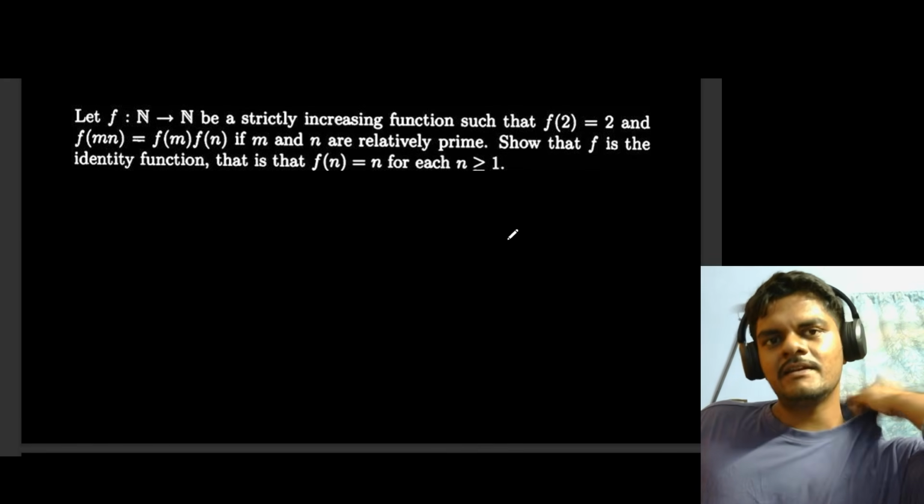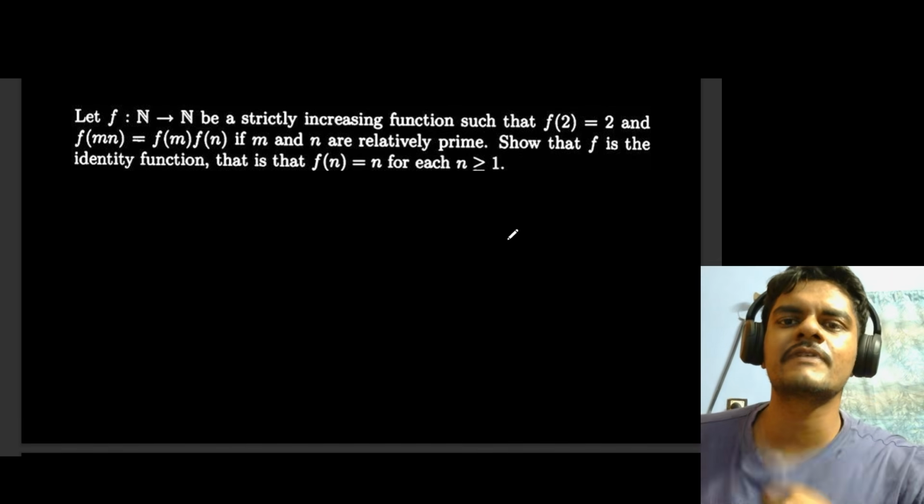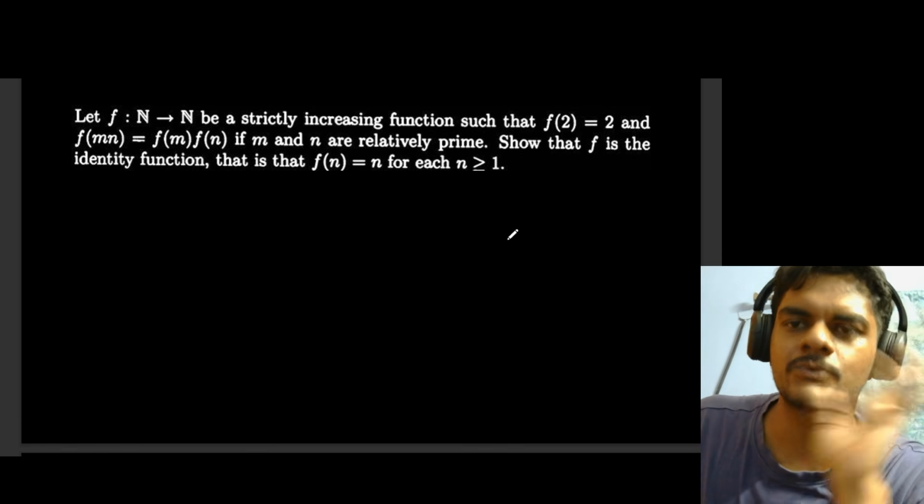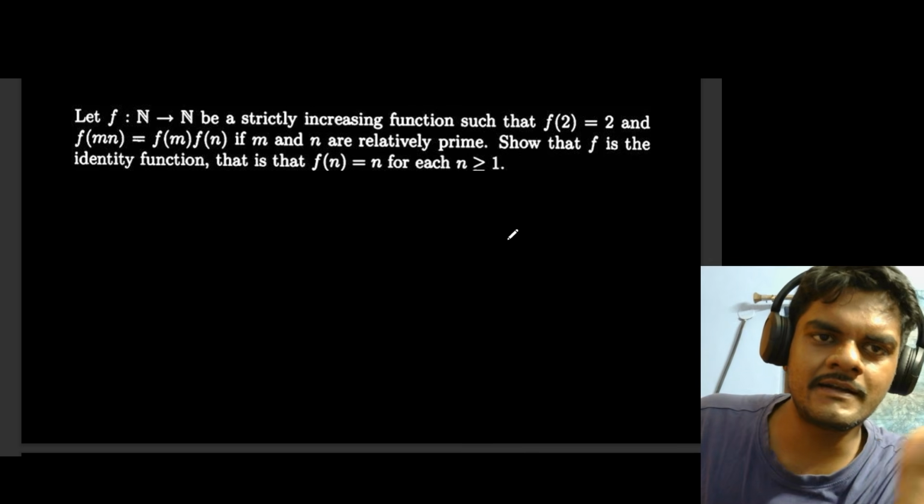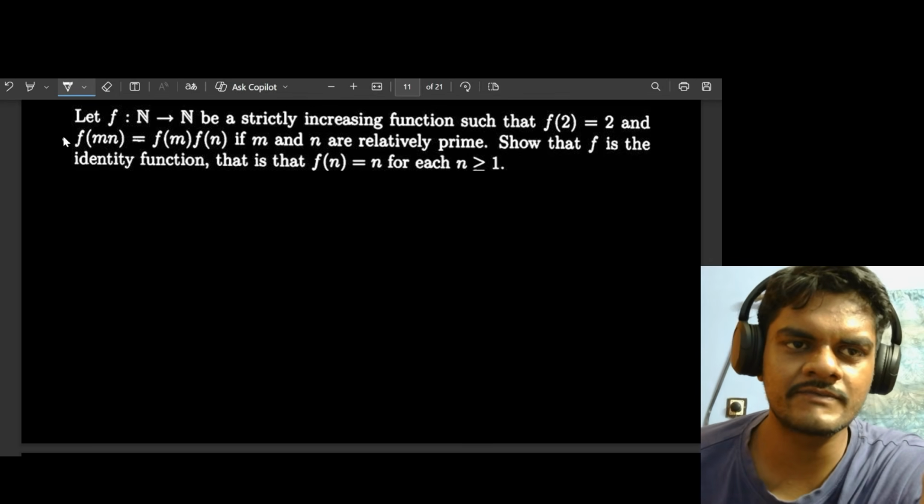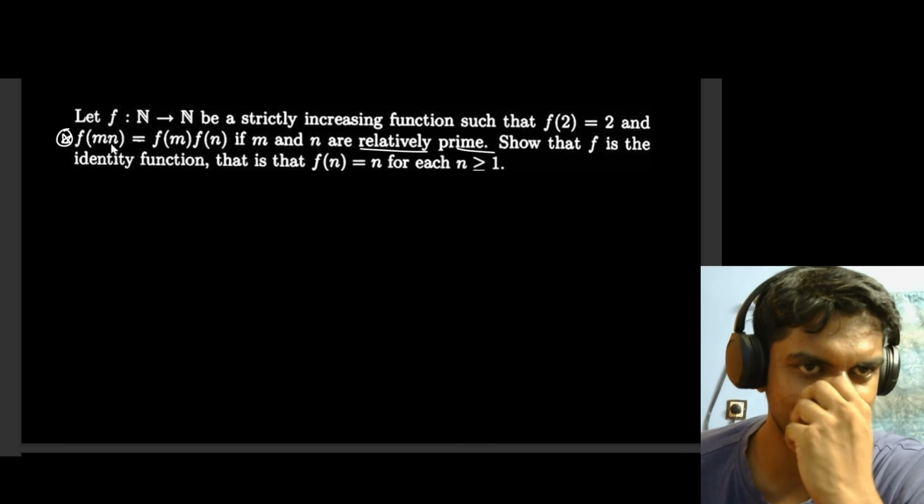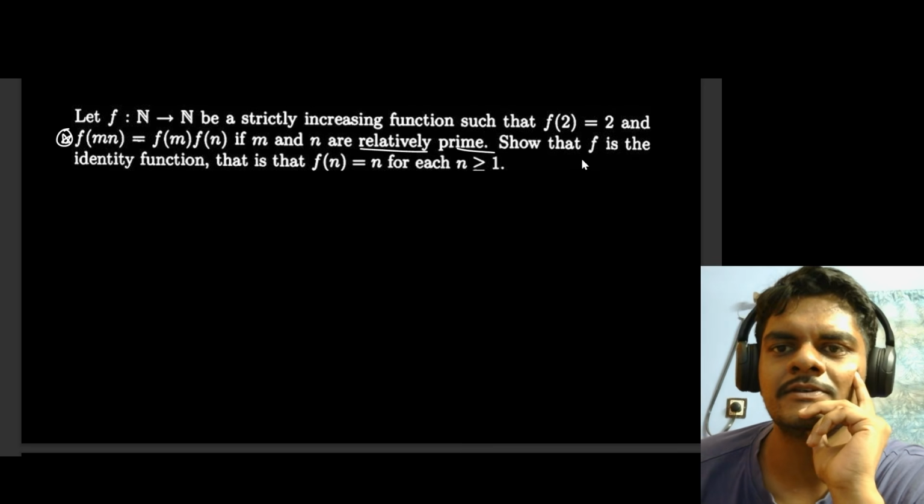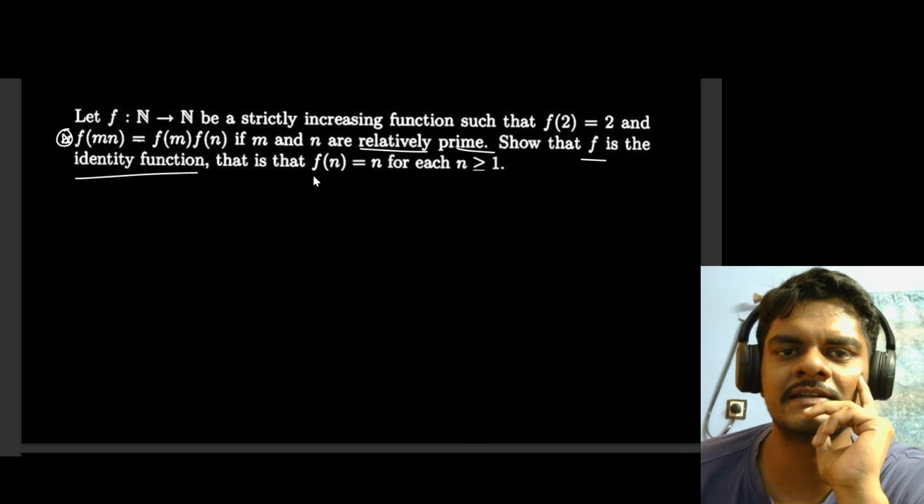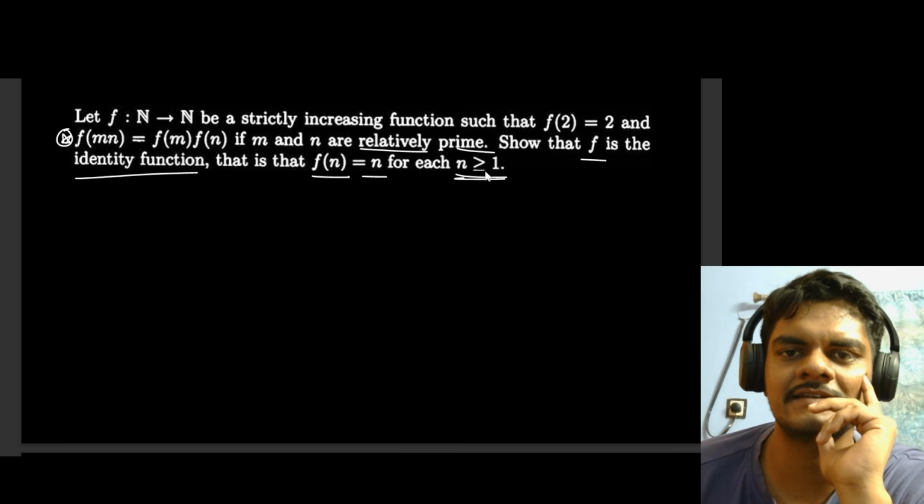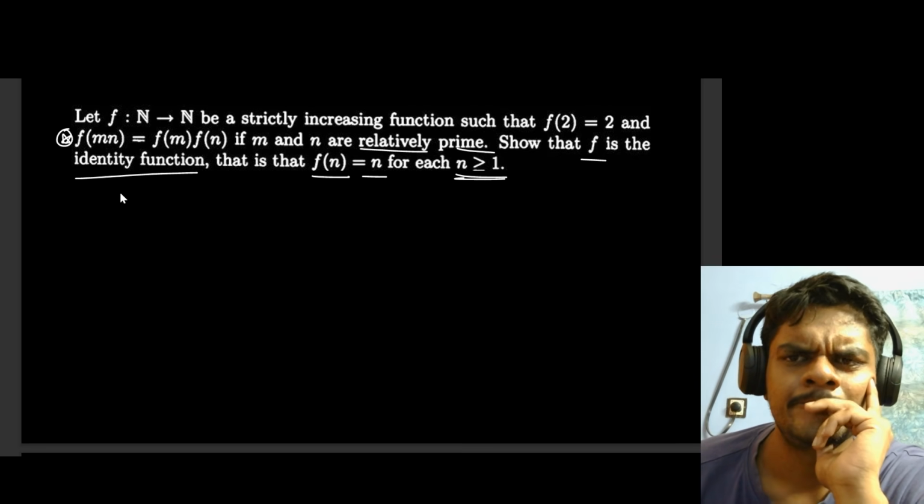Let f from N to N be a strictly increasing function such that f of 2 is equal to 2, and this is a multiplicative function wherever they are relatively prime. This can be written like this. Show that f is an identity function, that is f of n equal to n for each n greater than or equal to 1.